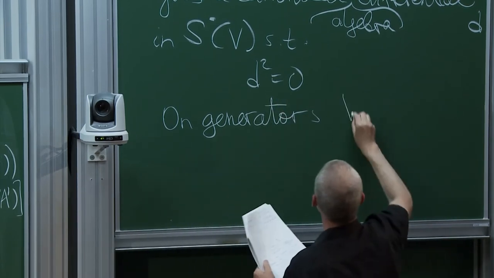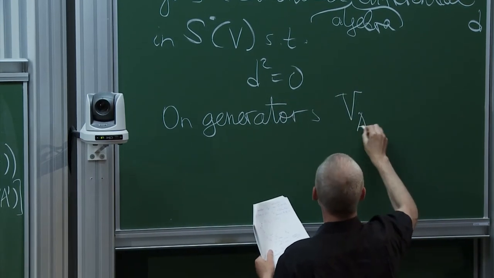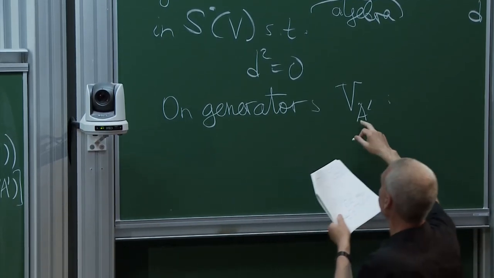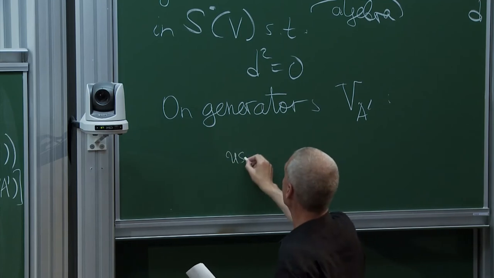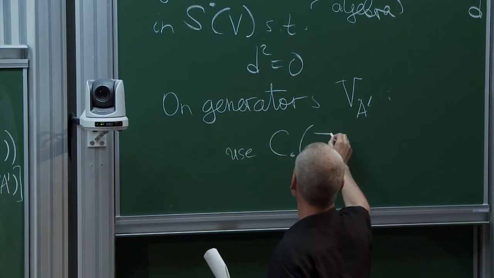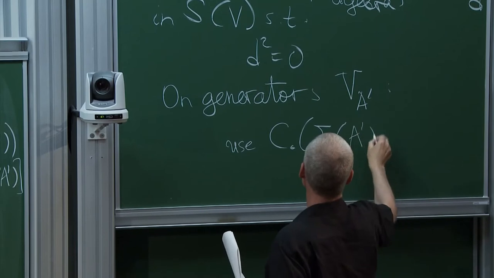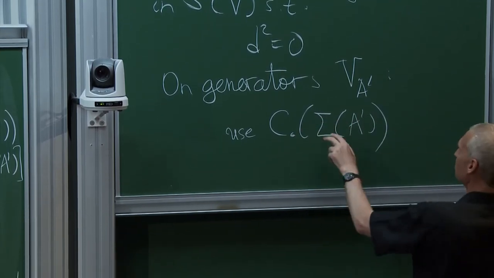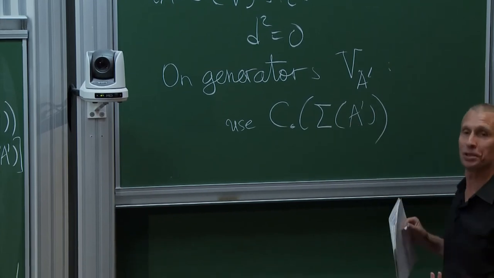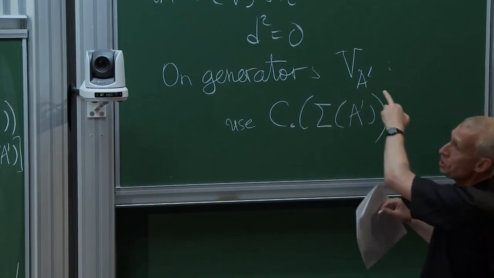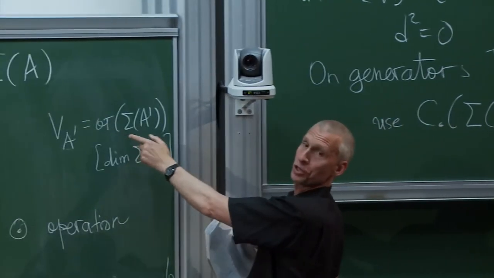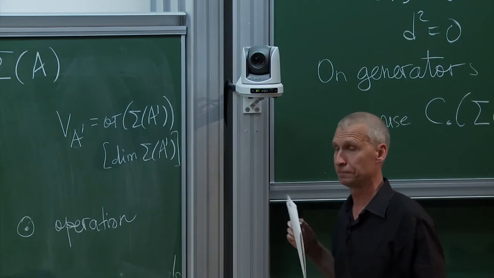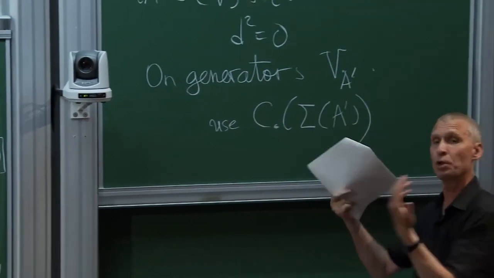On generator, say, V of A prime, here I'm going to use the chain complex of the secondary polytope of A prime. Again, who is who? Sigma of A prime is the secondary polytope. V is just a one-dimensional space associated to this, the summand in the chain complex. So I want to combine them all together.